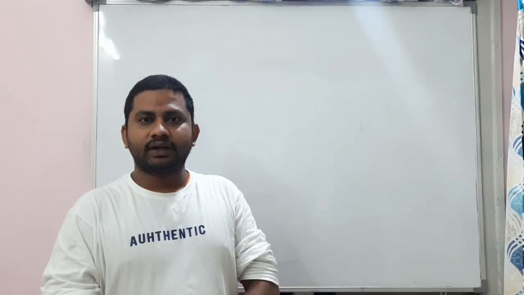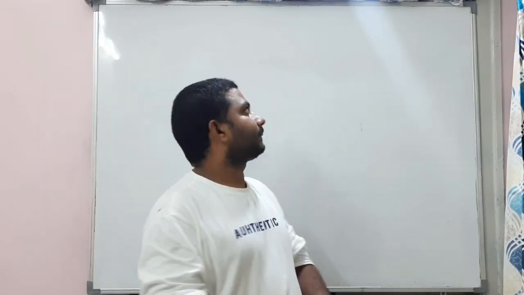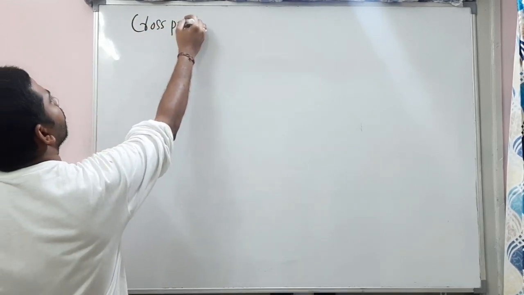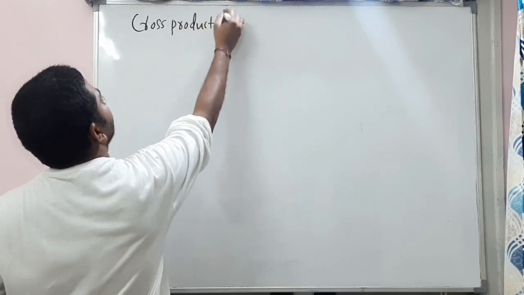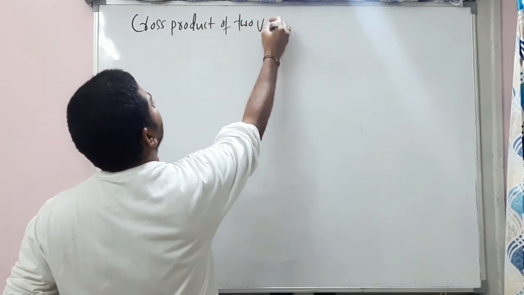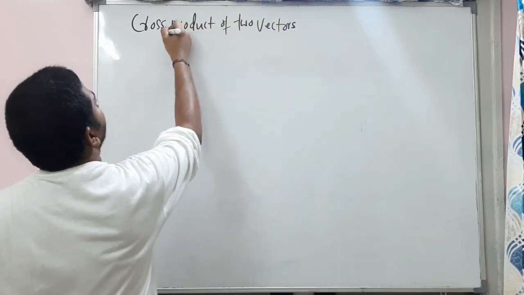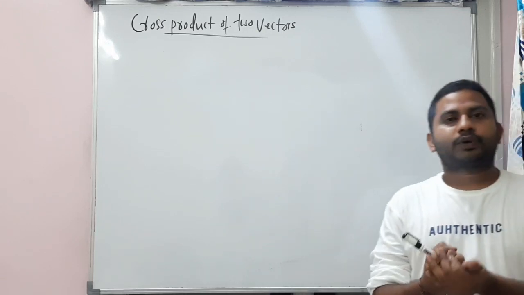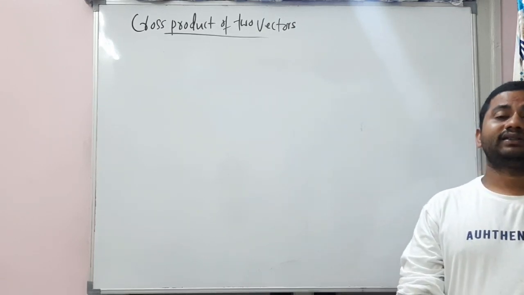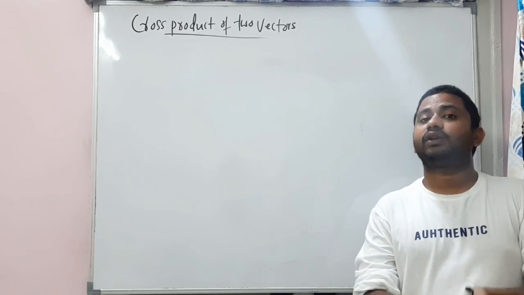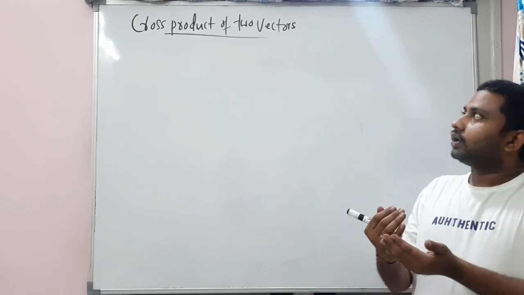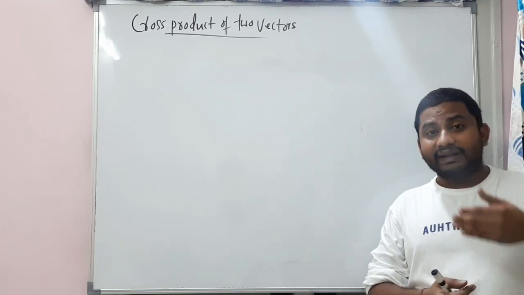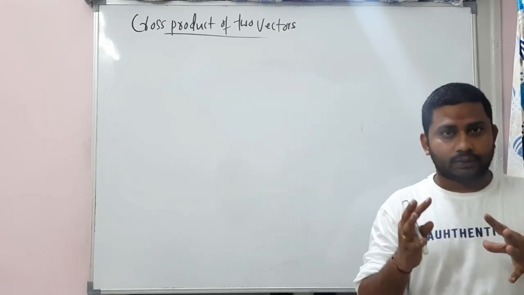Now the topic is cross product of two vectors. Already you have studied in your basic mathematics the dot product of vectors and the cross product of vectors, after differentiation and integration, last year. So let's do a quick recap of the cross product of two vectors, because this will help a lot in further chapters. Let's move on.